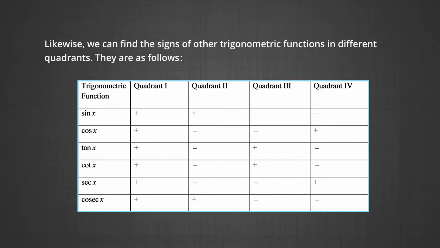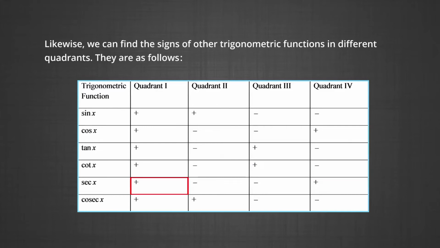They are as follows. Sine function is positive in first quadrant, positive in second quadrant, but negative in third and fourth quadrant. Cos x is positive in the first quadrant, negative in second and third quadrant, and again positive in the fourth quadrant. Tan x is positive in the first quadrant, negative in the second quadrant, positive in the third quadrant, and again negative in the fourth quadrant. Cot of x is positive in the first quadrant, negative in the second quadrant, positive in the third quadrant, and negative in the fourth quadrant.